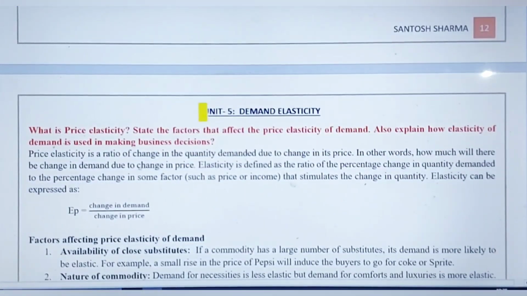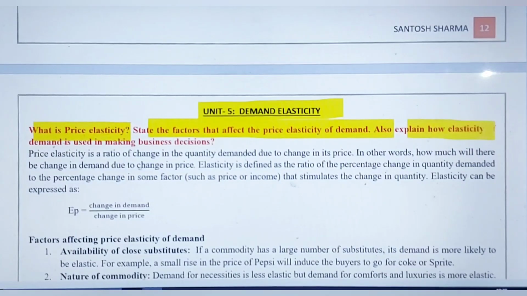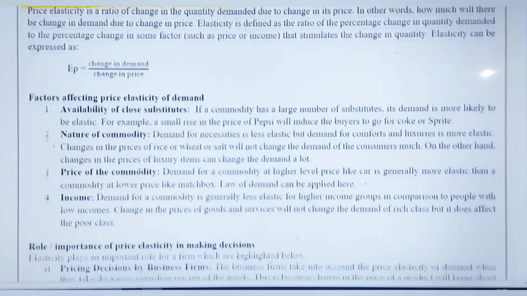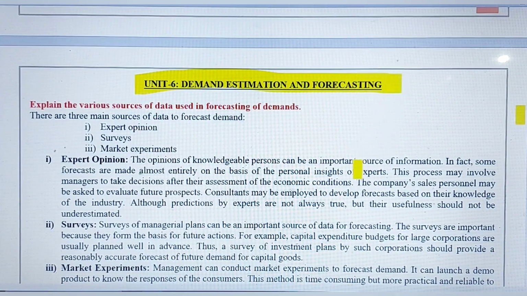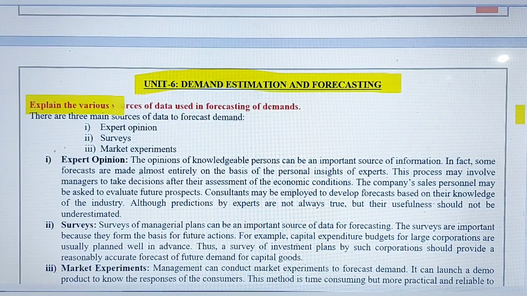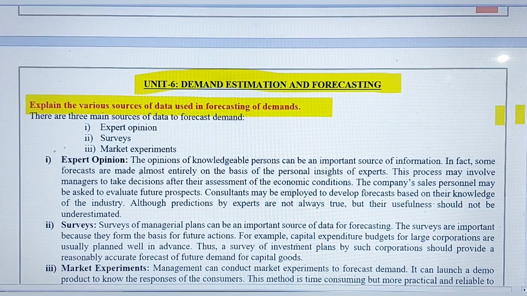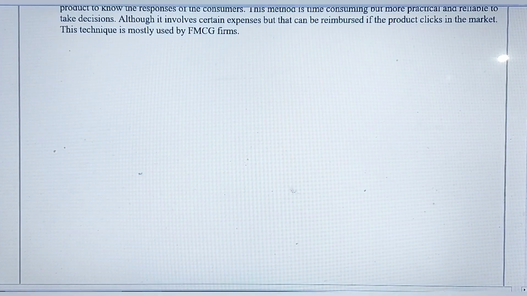Okay, Unit 5 has elasticity of demand. From here you can do what is price elasticity of demand, and state the factors that affect the price elasticity of demand, and also explain how elasticity of demand is useful in making managerial decisions and business decisions. This is also an old concept. Elasticity of demand we have studied at class 11-12 level, and in college also. And a new concept in Unit 6: demand estimation and forecasting, and from this unit you just need to prepare this question: what are the various data that is used for forecasting of demand.